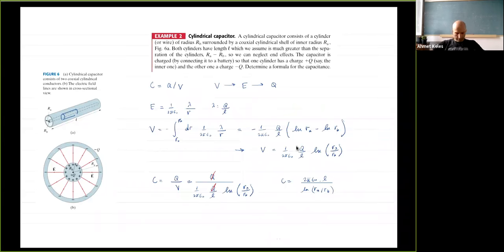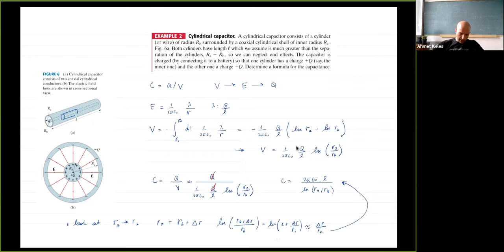Now let's check if this is correct. Let's look at one limit, in which RA goes to RB. So RA is equal to RB plus some delta R, then ln of RB plus delta R divided by RB is ln of 1 plus delta R over RB, but for very small delta R over RB, this thing is approximately delta R over RB.